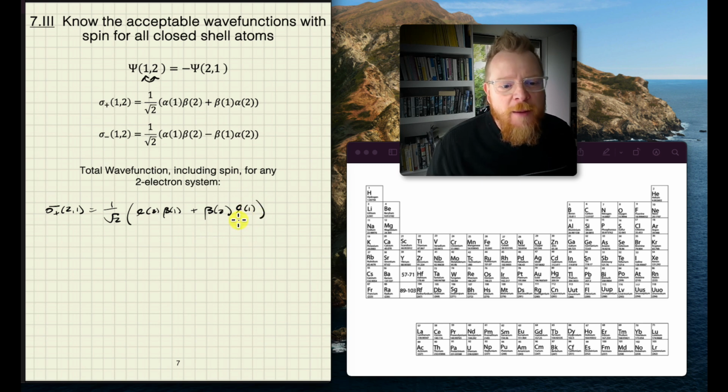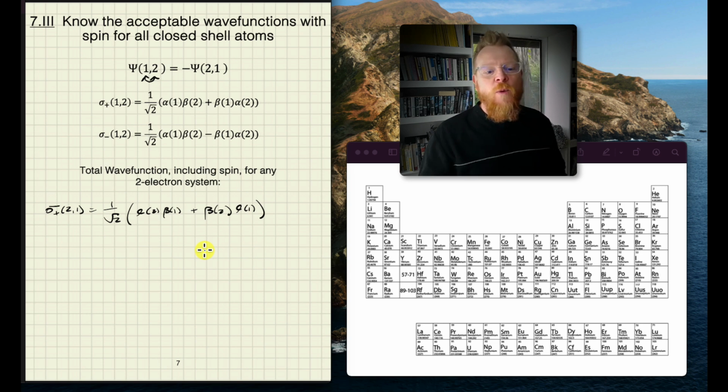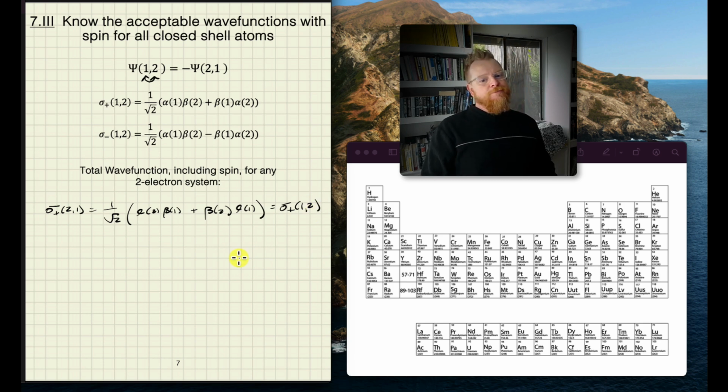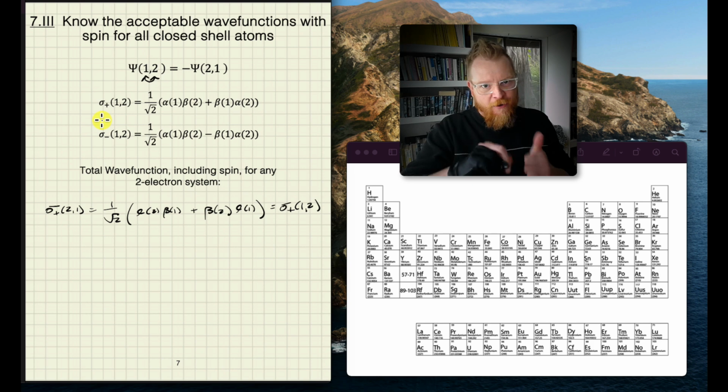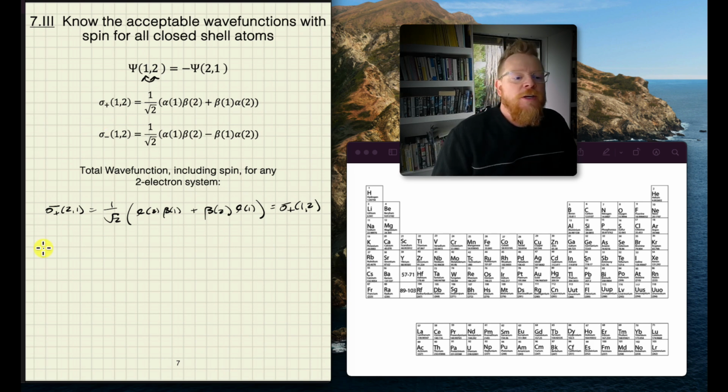And if we make a quick inspection here and recognize that the order of our wave functions doesn't really matter because they don't contain operators, then this is the same thing as the sigma plus 1, 2. So this state can't be used to describe a pair, a spin pair of electrons. So let's do the same thing on the sigma minus state.